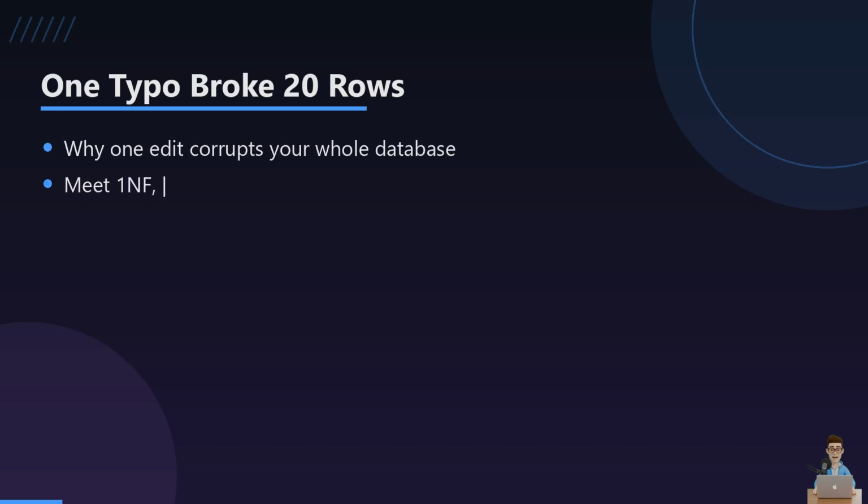Change one phone number and your database instantly disagrees with itself. That happens because the same fact got copied into 20 places and you only fixed a few. First, second, and third normal form are the three simple rules that stop it. No scary textbook talk, just deciding where each fact is allowed to live.